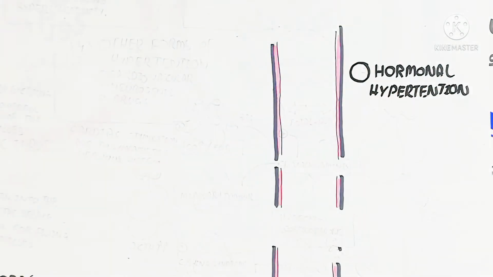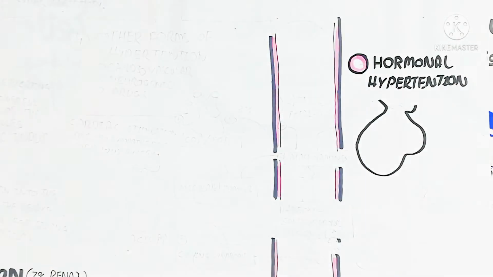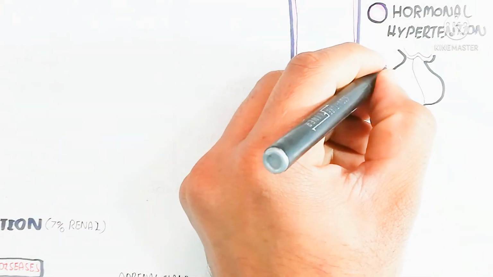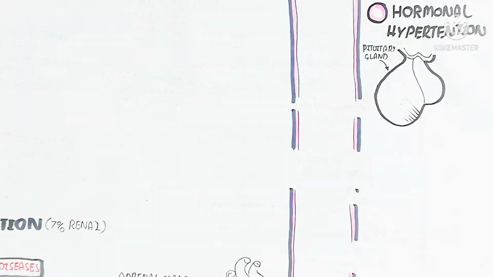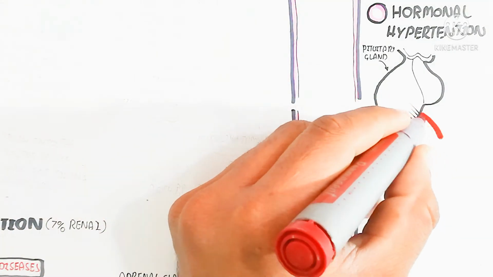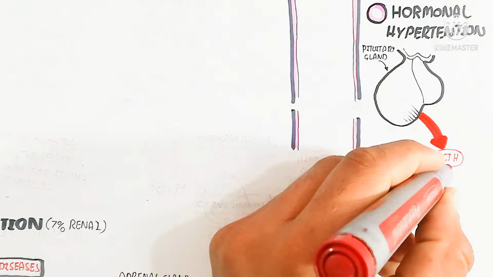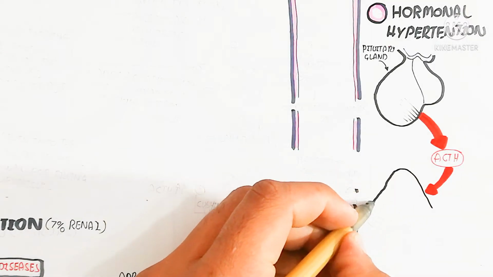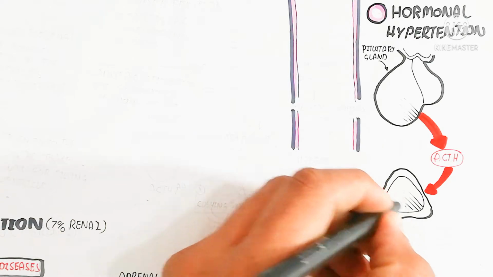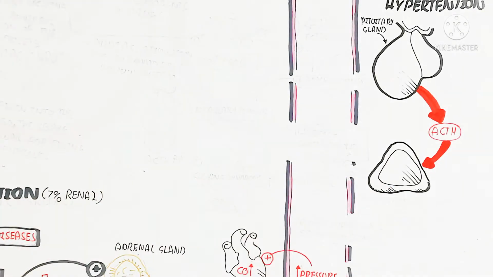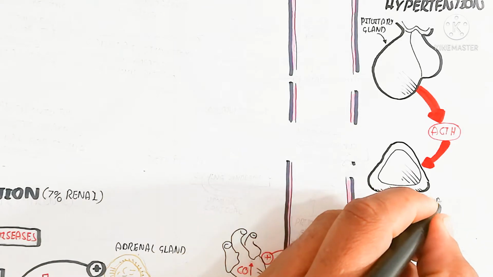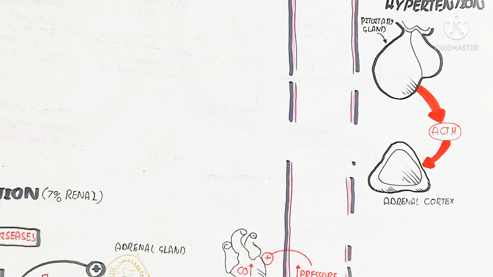Here is also hormonal hypertension, in which irregular production of hormones will lead to hypertension. For example, the pituitary gland releases adrenocorticotropic hormone, which targets the adrenal cortex. After targeting the adrenal cortex, 11-deoxycorticosterone is produced due to adrenogenital syndrome or some complication, and this will lead to increased high blood pressure.